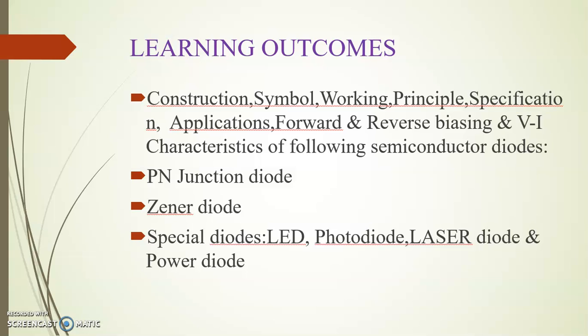The learning outcome from chapter 1 is construction, symbol, working principle, specification, application, forward and reverse biasing, and VI characteristics of the following semiconductor diodes: PN junction diode, Zener diode, special diodes, LED, photodiode, laser diode, and power diode. So these diodes we will study in chapter 1.